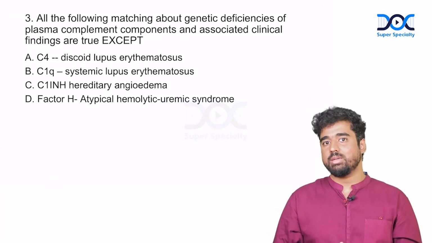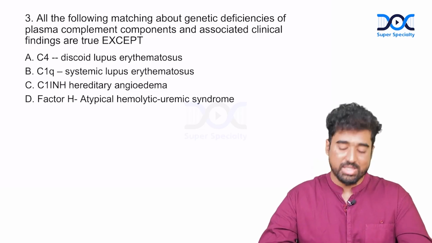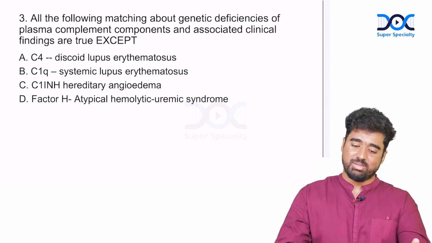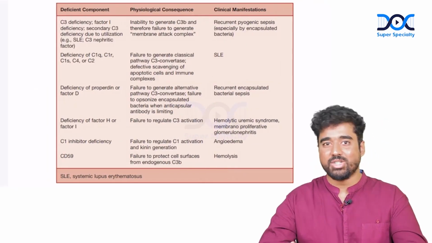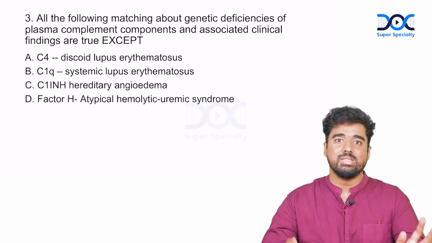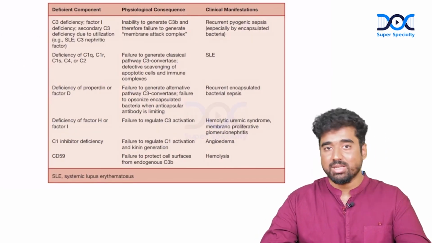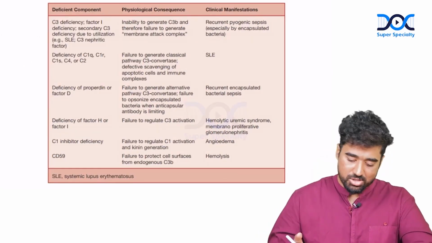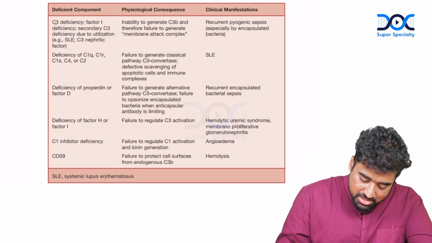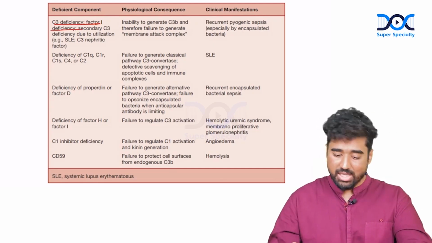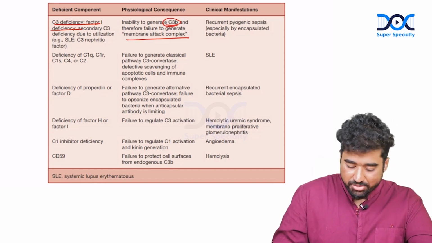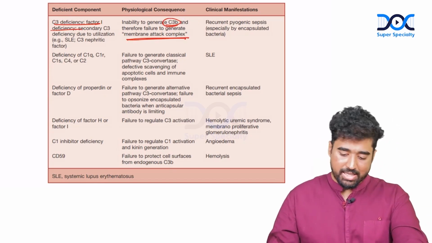Now we have the third question, which is a very interesting question because this question is repeatedly asked in your IAP quizzes. For some reason, this is the most favorite topic in your IAP quiz. That is complement deficiencies associated with various clinical manifestations and physiological consequences. So C3 deficiency or factor I deficiency basically leads to an inability to generate C3b and eventually leads to a failure to generate MAC, or the membrane attack complex.